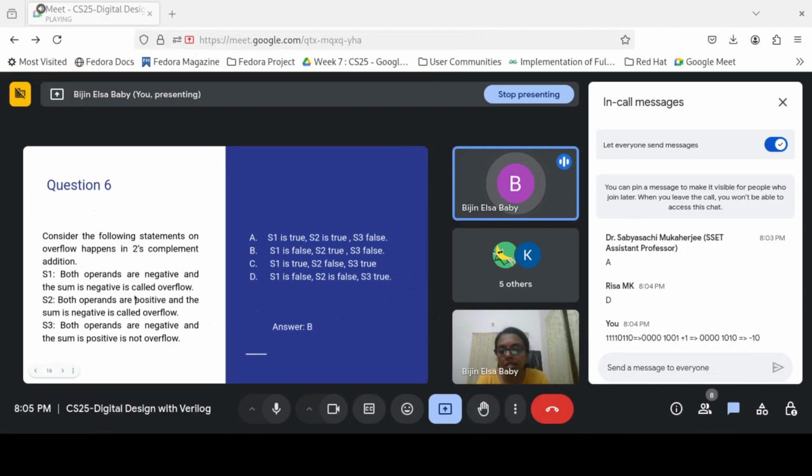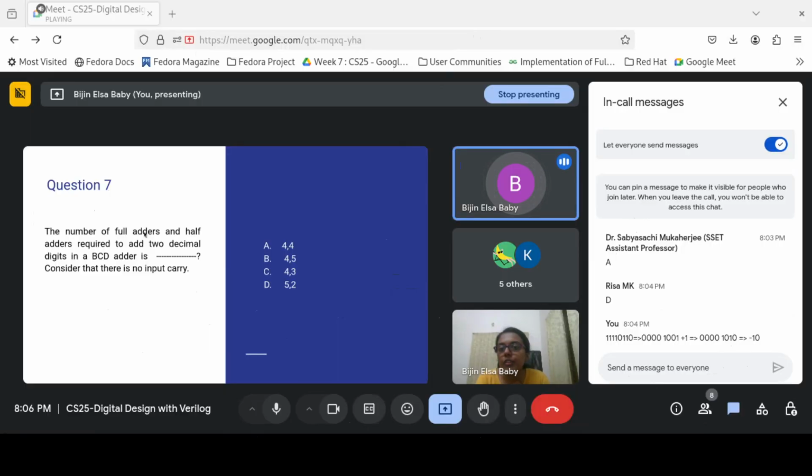First statement, statement one is false. That is, both operands are negative and the sum is negative, then it is not called overflow. That is false. And statement two, both operands are positive and the sum is negative, then it is called overflow. That statement is true. And both operands are negative and the sum is positive, it is also overflow. That is false. So option B is the right answer.